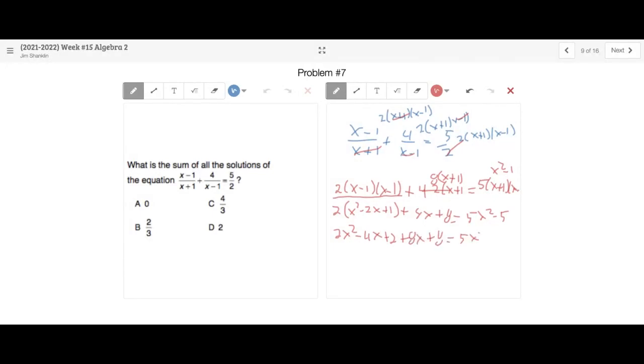I sure hope I didn't make a mistake anywhere on the line here, because that would really mess us up. So that's going to be 4x here, and the 2 and the 8 is going to be a 10. So I'm left with 2x squared plus 4x plus 10 on the left side. On the right side, I'm left with 5x squared minus 5. It's quadratic, so I'm going to move everything over to this side. Why? Because I want to keep my x squared positive. So that'll give me 3x squared minus 4x minus 15 is equal to 0.